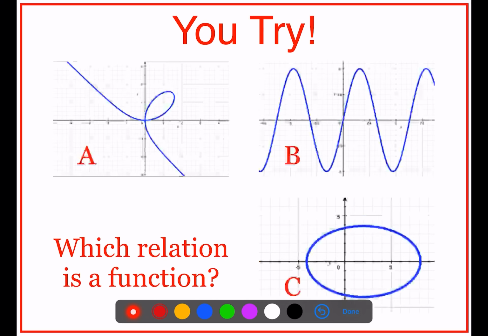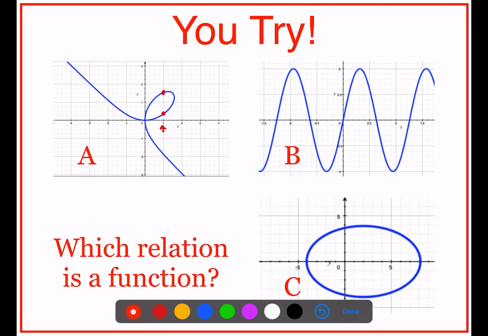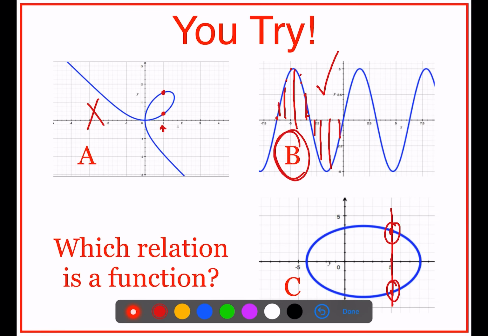Lastly, if I take a look at these graphs here, I can see that 1 right here maps to this point and to this point. This is not a function. I can see that every value here only matches up with one x value. So all of these only match up with one x value. So B is a function. And if I look here, let's take 5 as an x value, for example. Here and here, it looks like I have 2 values that are paired with 5. So C is not a function.